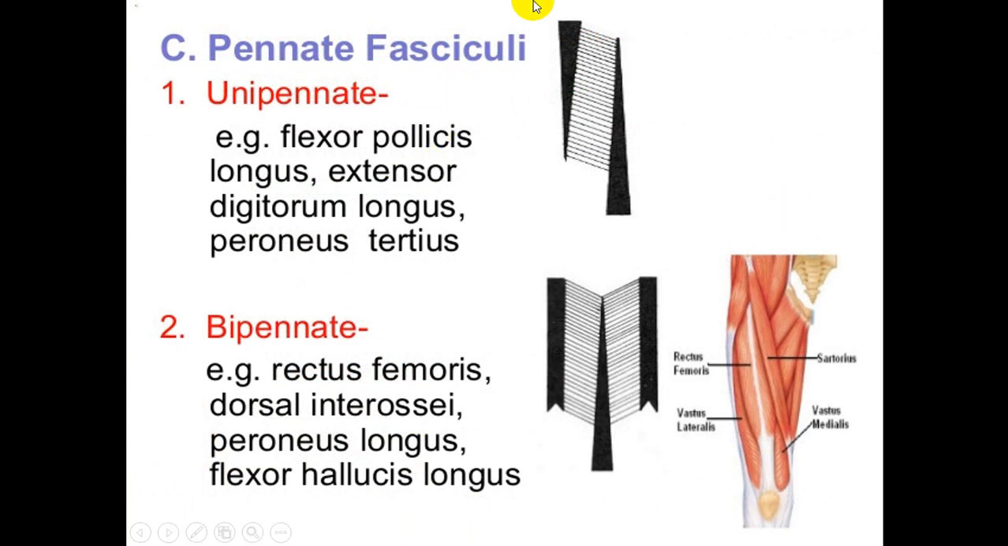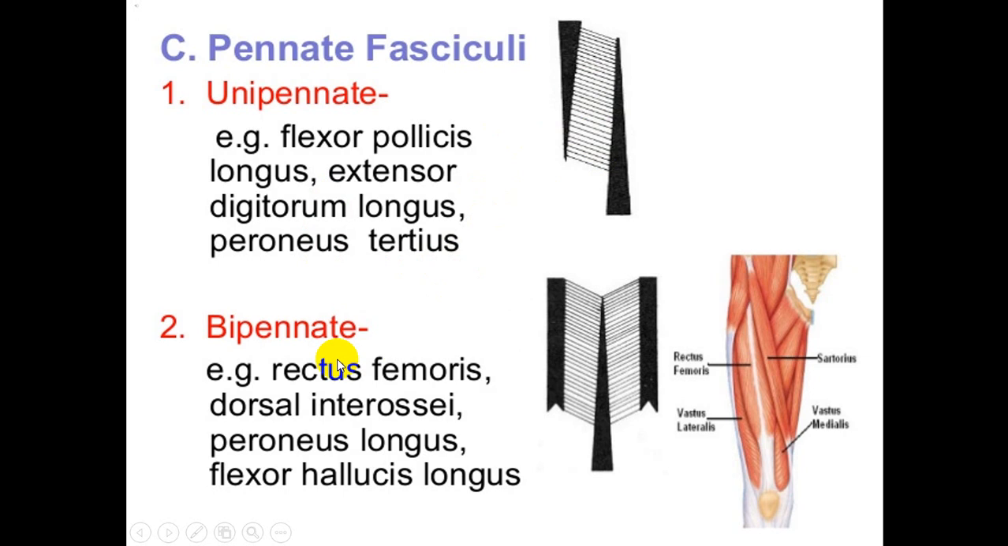In the unipennate muscle, the appearance is half feather-like, and in this muscle the tendon is parallel to the line of pull, while the muscle fibers or fascicles are attached obliquely to one side of the tendon. The examples include flexor pollicis longus in the upper limb, extensor digitorum longus and peroneus tertius in the lower limb. We also include the small muscles palmar interossei and some of the lumbricals as unipennate muscles. For example, the first lumbrical in the lower limb is a unipennate muscle.